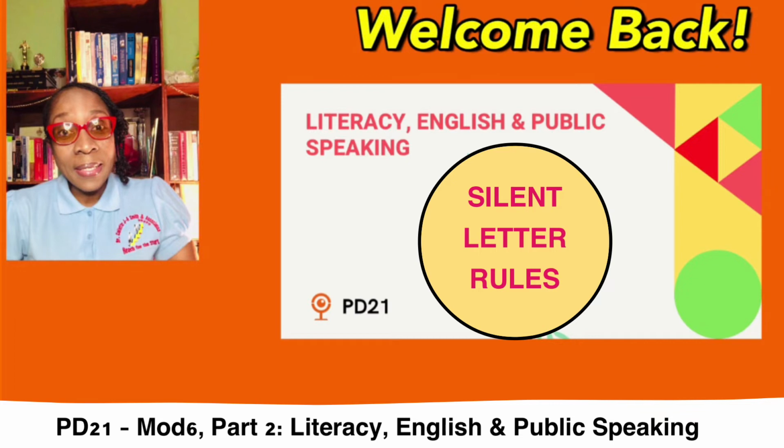Let's look at some silent letter rules. We don't usually pronounce the letter B in a word if it is after M at the end of a word, such as in the words bomb, B-O-M-B, comb, C-O-M-B, tomb, T-O-M-B, crumb, C-R-U-M-B, succumb, S-U-C-C-U-M-B, womb, W-O-M-B. However, when MB is in the middle of a word, both letters M and B are pronounced.